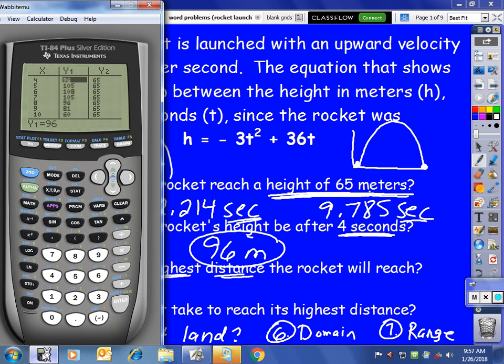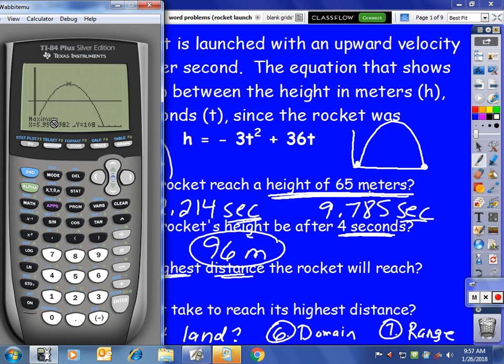The calculator can find the maximum for you. You can do second value, calculate maximum. It's going to ask you for a left boundary. Make sure the cursor is to the left. Then it asks for a right boundary. Scroll over till you're to the right.